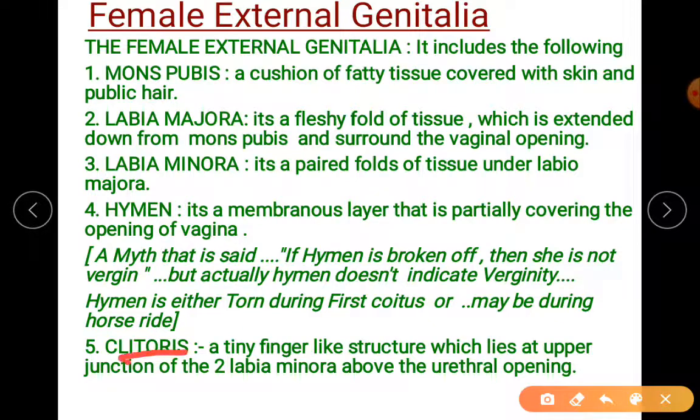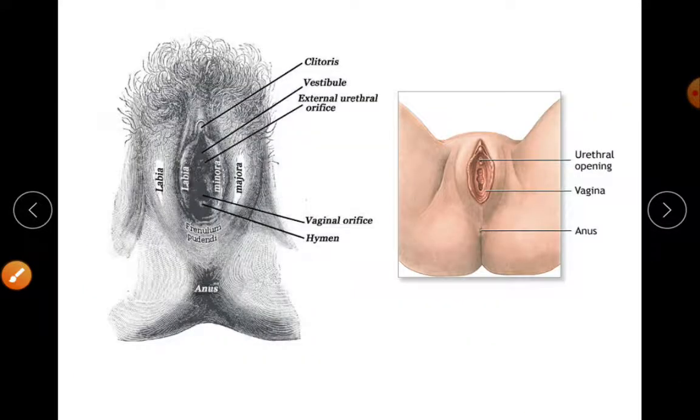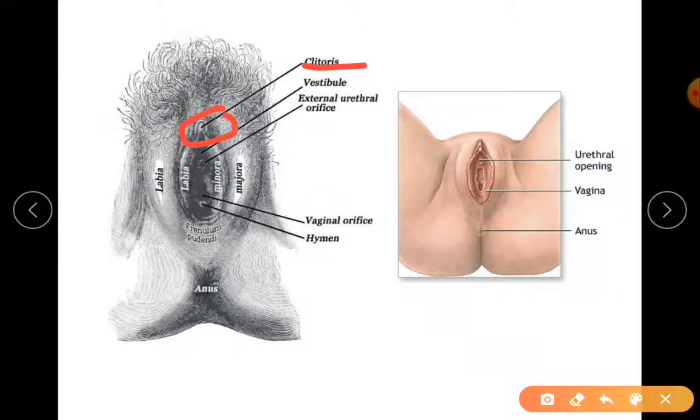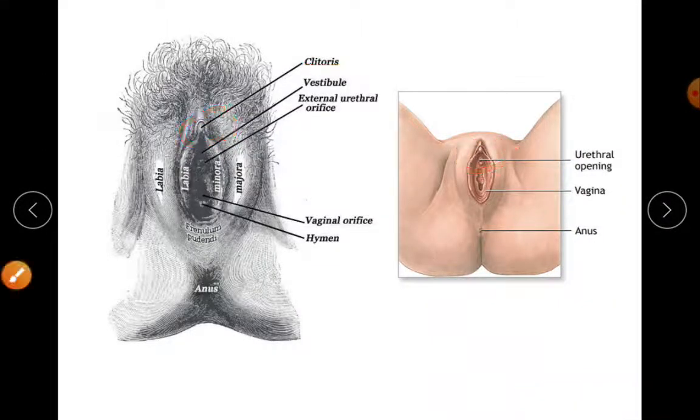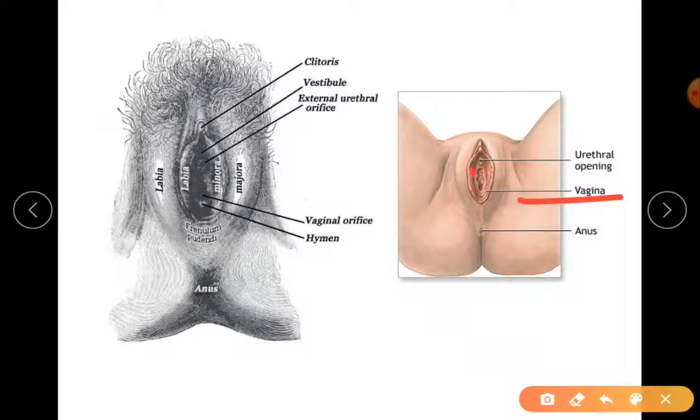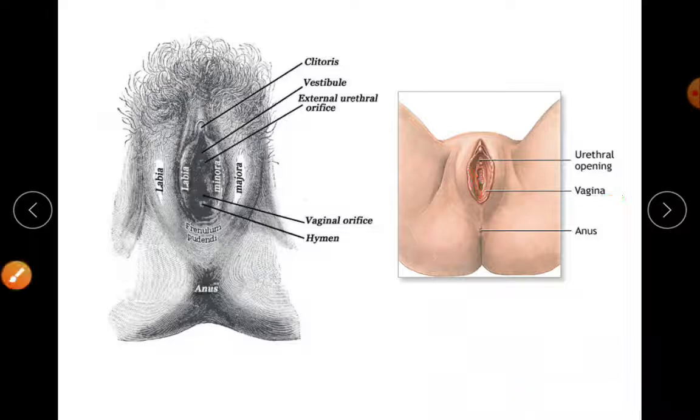Then the last part is your clitoris, a tiny finger-like structure which lies at the upper junction of the two labia minora, just above the urethral opening. To make it clear, this is the portion which they have already told, the clitoris. So you can hear, and you can observe. I hope it is clear. You can also see the vagina, that is the birth canal. You can observe the partial opening, that is your hymen.